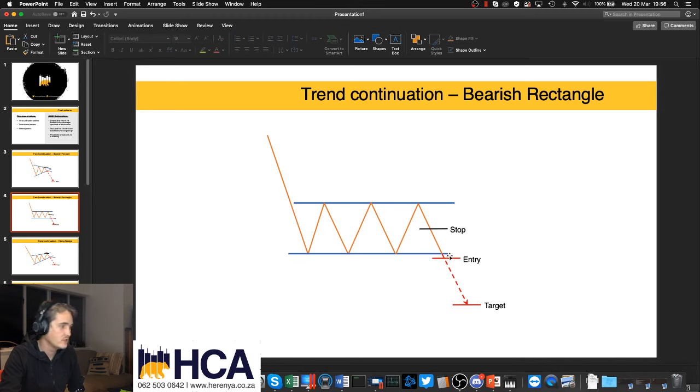So entry is on the break of the range, or on the retest, and the stop loss is the same way we would trade any other range, which is halfway between the range. The target here is the range distance, right? So that distance there is the same as that distance there, or the distance between the high and the low of this range, and stop loss in the middle, easy peasy.